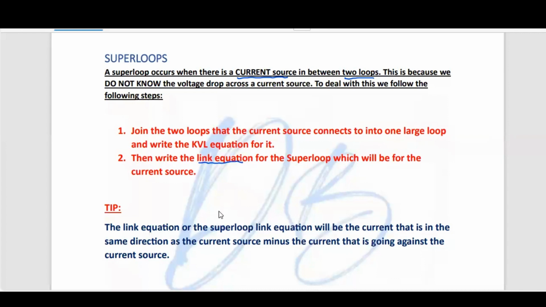The link equation for the super loop goes like this. If you have a current source, with I1 coming down here and I2 going through here, the link equation will be real simple. The current going in the same direction as the current source, subtract the other current. So I2 is going in the same direction as this current source. If I write the equation, it will be I2 subtract I1, and it will equal, like we say the current source was pushing out 3 amps, 3.